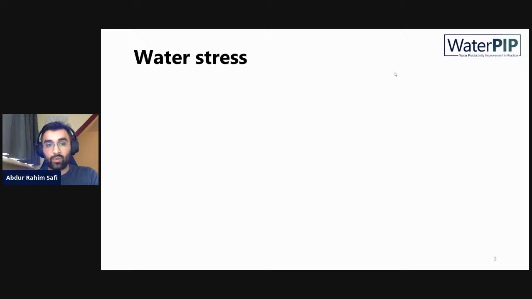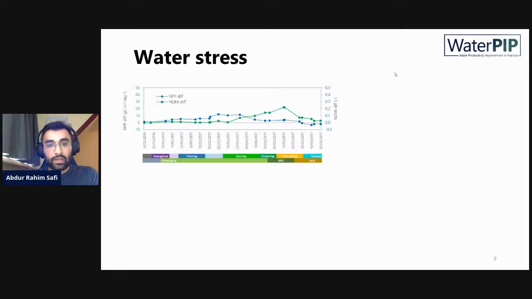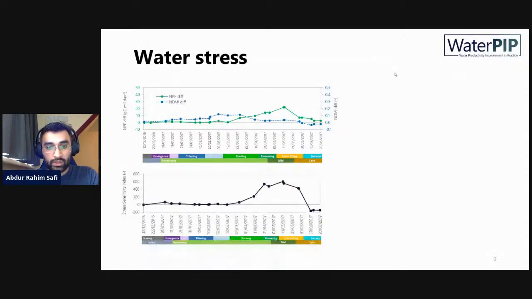The first one was water stress. In this graph, you can see that the green line is showing yield production from the sowing to the harvest time, and the change is shown in the graph. And the blue one is showing how the moisture index is changing from the start of the season to the end of the season. Combining these two graphs, we have a stress sensitivity index, which shows how biomass production is sensitive to the water stress. And this is for the wheat crop.